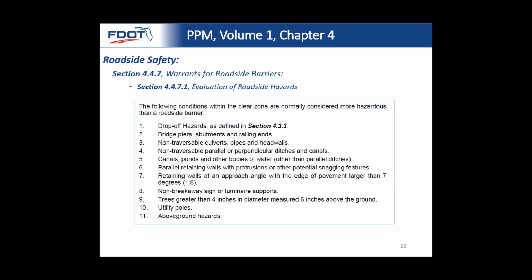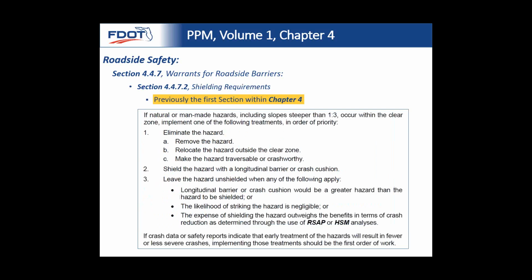So when you're trying to determine whether to place a barrier, you have to make sure that barrier doesn't constitute a greater hazard than what you may be trying to protect. And that's where the shielding requirements come into play in section 4.4.7.2, where we're talking about, can you eliminate the hazard, can you remove it, relocate it, make it traversable or crash-worthy?